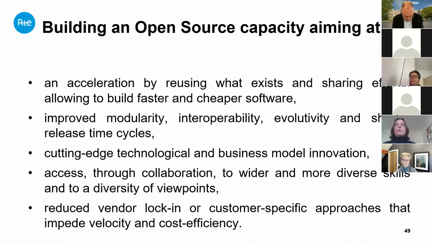So we have been inspired by other industries, and the reason for building an open source capacity today is the following. So first of all, we want to benefit from the leverage model, so joining forces to build solutions that fulfill joint needs, and this will allow us to build faster and cheaper software and reusing what exists. But that's not the only benefit that we are looking for, although the most obvious. We also expect that this new way of building software will improve the quality of what we are doing. So we want to go to more modularity, more interoperability. We want to move away from the traditional monolithic systems that we are using in our industry.